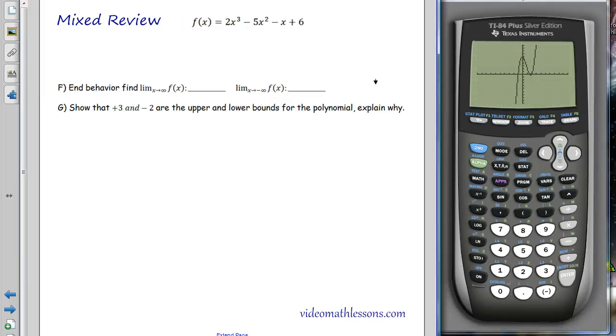Describe the end behavior. Now, the curve looks something like this. So as x goes to infinity, the curve goes up, heads towards positive infinity. As it goes to negative infinity, the curve goes down. So that's negative infinity.